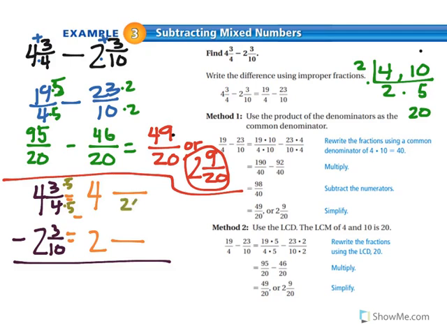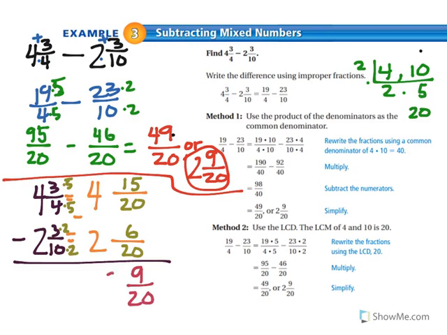I get 20. And 5 times 3 is 15. And then for the bottom one, I'm going to multiply it by 2 on the top and the bottom. 2 times 10 is 20, and 3 times 2 is 6. And then I'm going to go ahead and subtract. 15 minus 6 is 9, so 9/20.